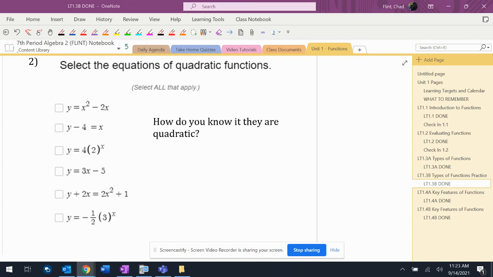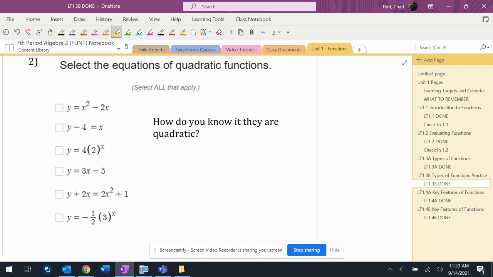So now I always have the option, when it gives me equations and wants to know if it's quadratic or whatever category it falls into, of taking my calculator, putting the equation into it, and looking at the actual picture of it. And that's a fine option. It takes a little bit longer than if you know necessarily what to look for.